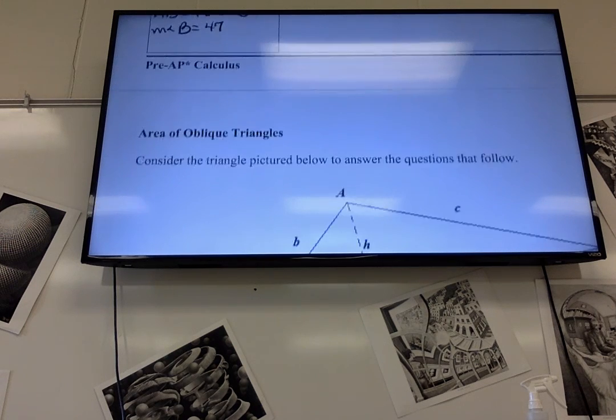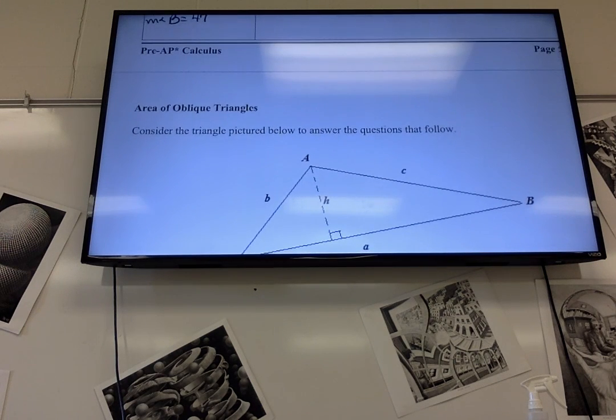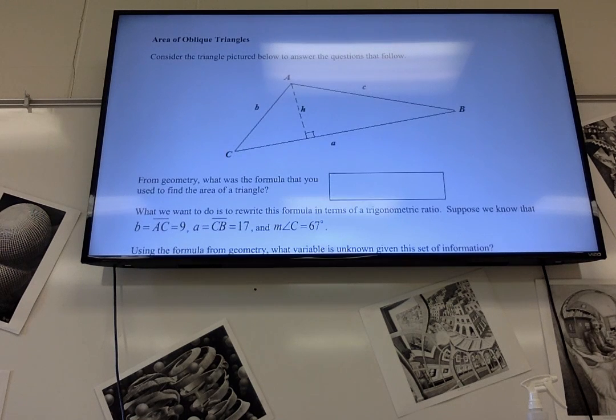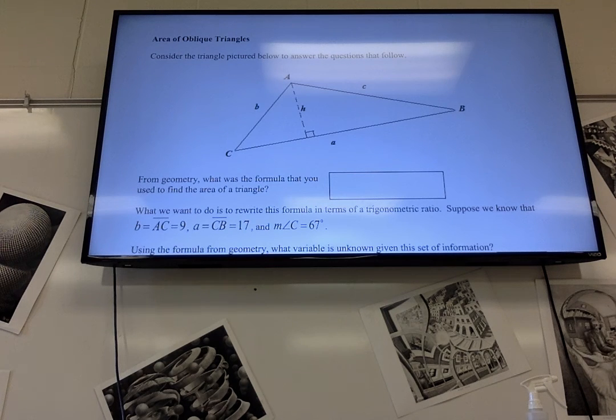You do need a calculator. So if you didn't grab your calculator, please go ahead and grab it. We're on page 548.